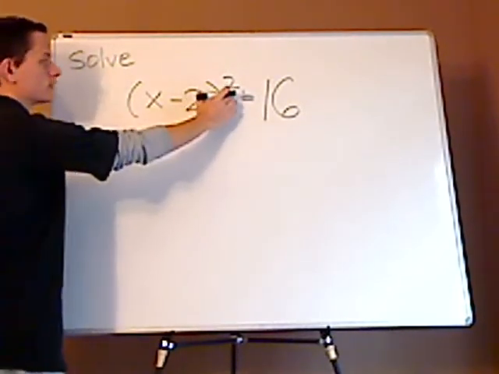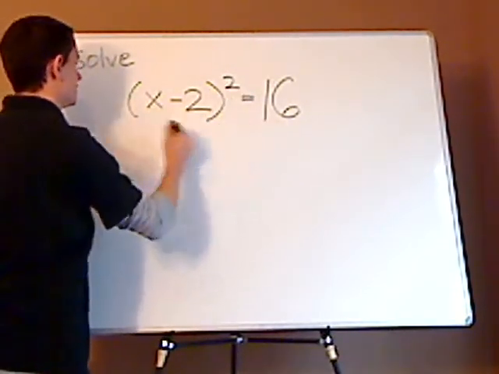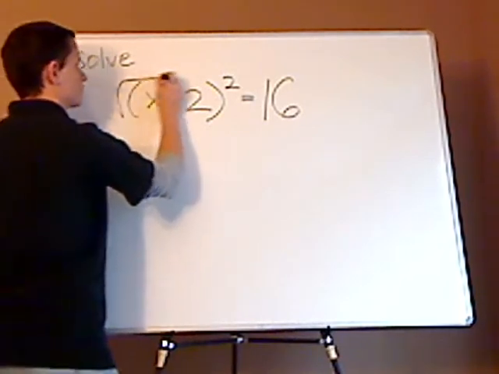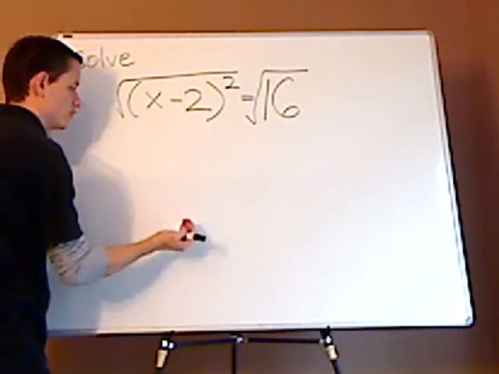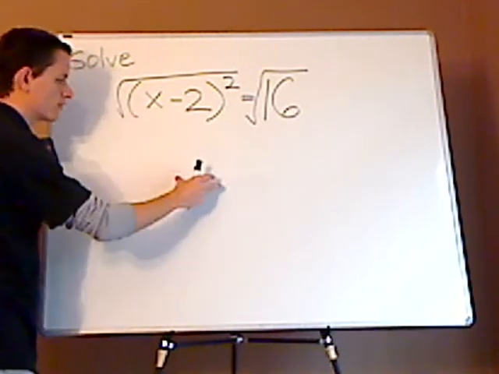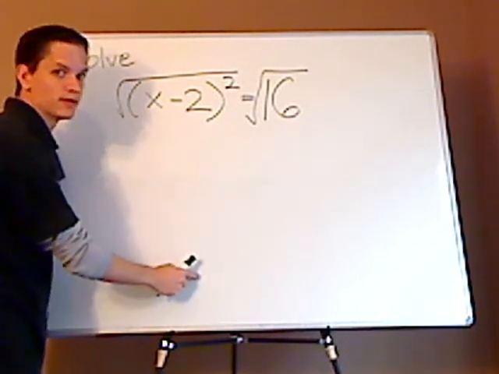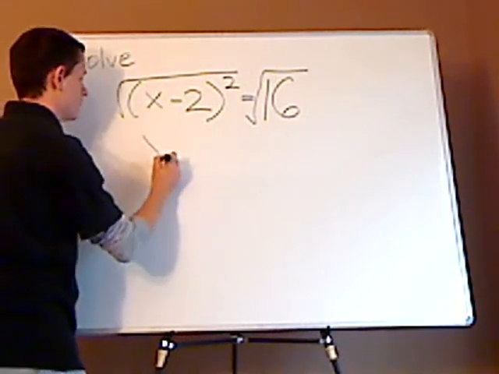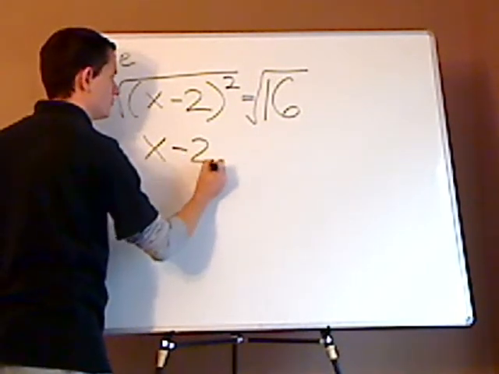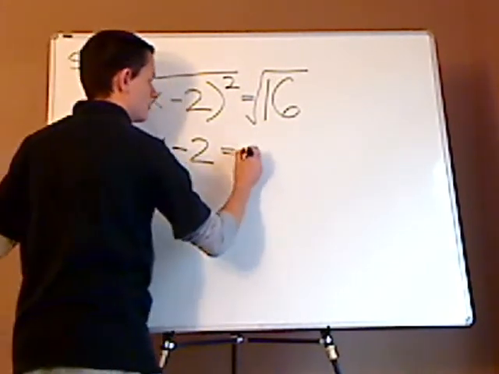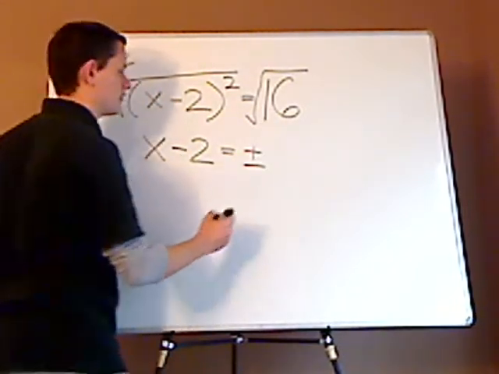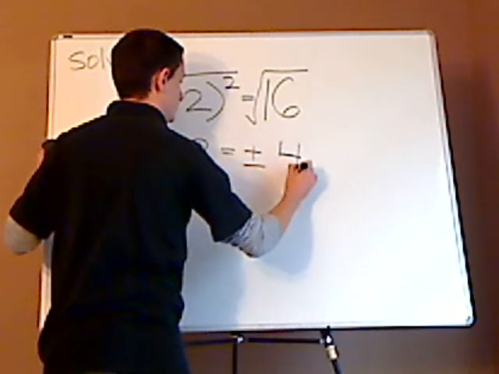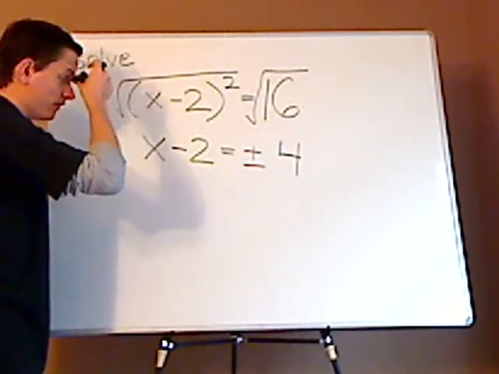You see this whole side is being squared, and you have 16 here. So what you can do is use the square root property and square root both sides. Now normally you go from the first step to the last step, so let's do that. So you have x minus 2 equals plus or minus the square root of 16, which is 4. So you have plus or minus 4.